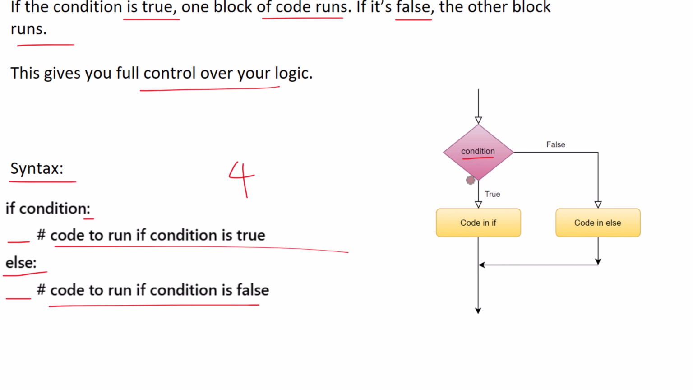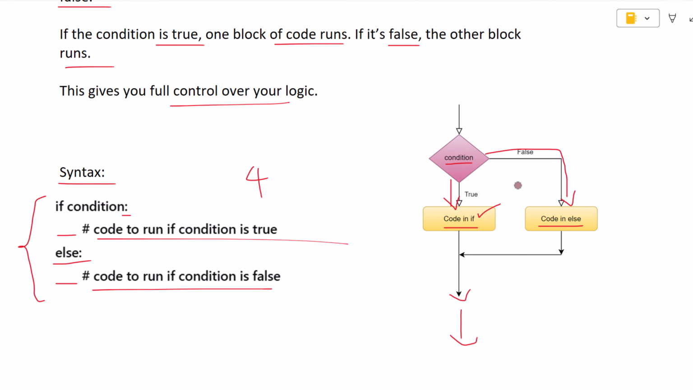If the condition is true, the flow moves downward. It enters the code in if block and runs that piece of code. But if the condition is false, it moves to the right side. It enters the code in else block and executes that instead. Once either block finishes, the flow comes back together and continues with the rest of the program. So the if-else structure always chooses one block to run, not both.